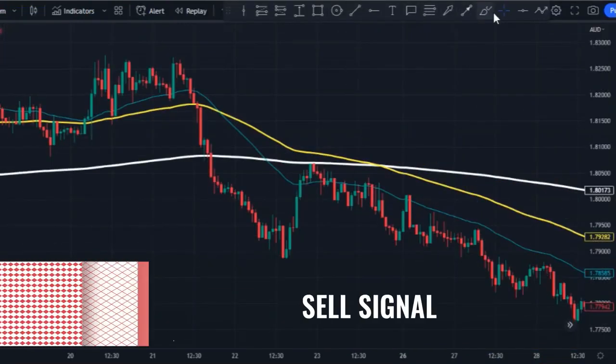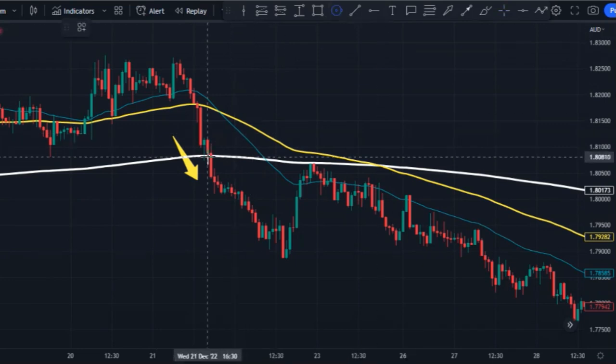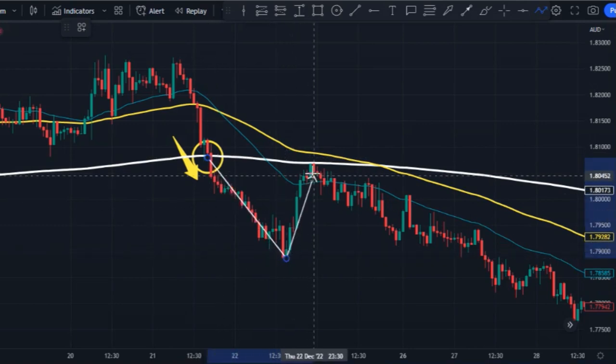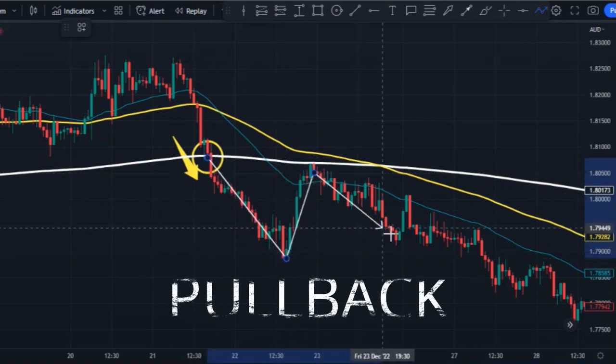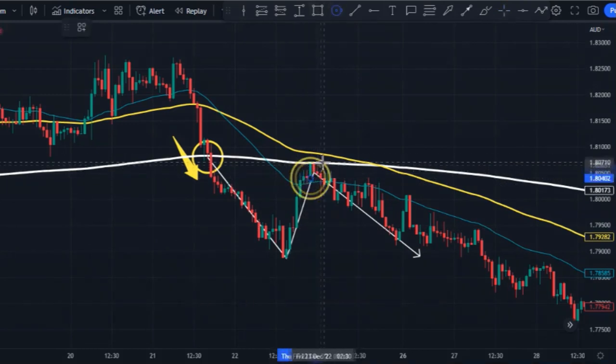For a sell trade, you should wait for the price action to cross the 200 moving average from top to bottom and stabilize below the 200 moving average. The price movement below the 200 moving average means the market momentum is bearish. So in this case, you have to wait for the price action to pull back to one of the moving averages, and in this case, a sell signal will be issued.